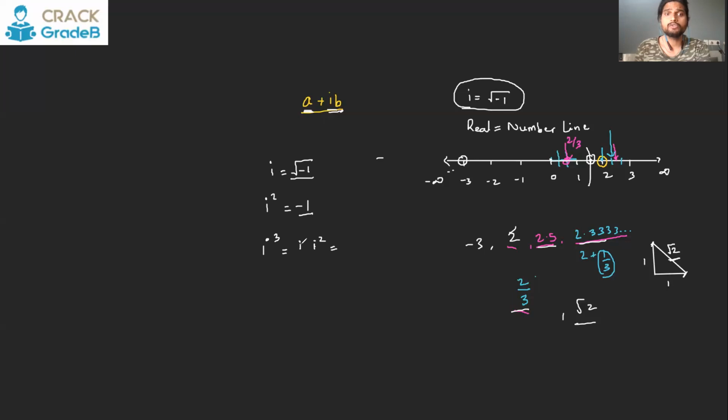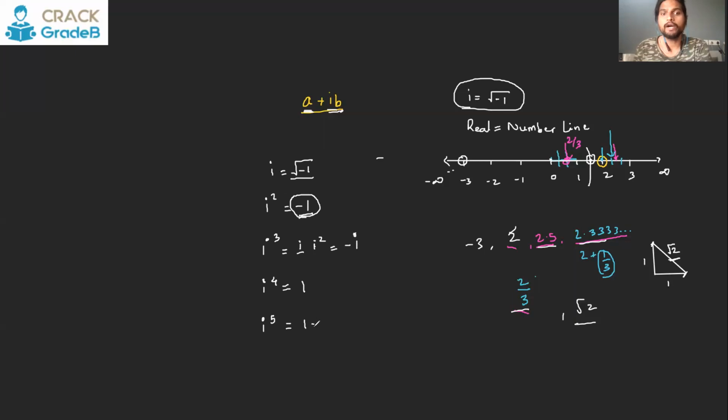If you do iota cube, it means iota into iota square. Iota square is minus 1, so minus 1 into i is minus i. And iota raised to the power 4 will be the square of this number, which is 1. The next power of iota is iota raised to power 5.